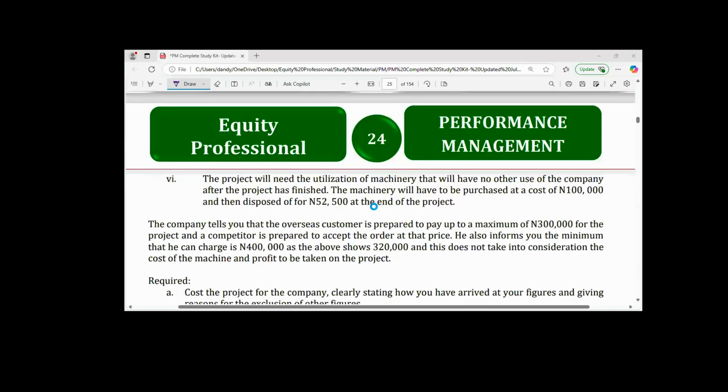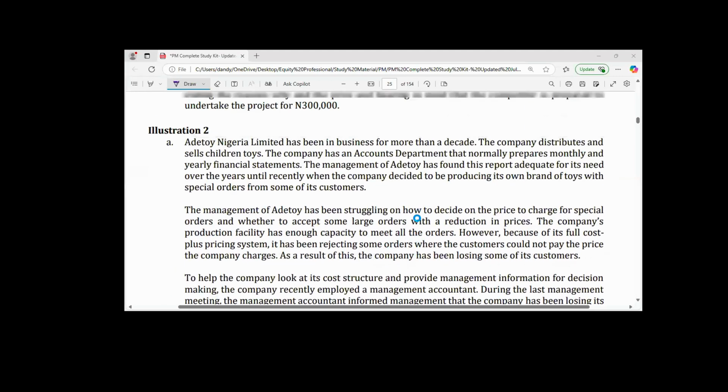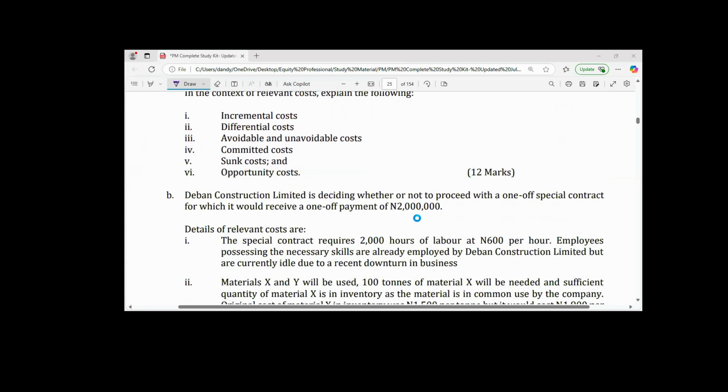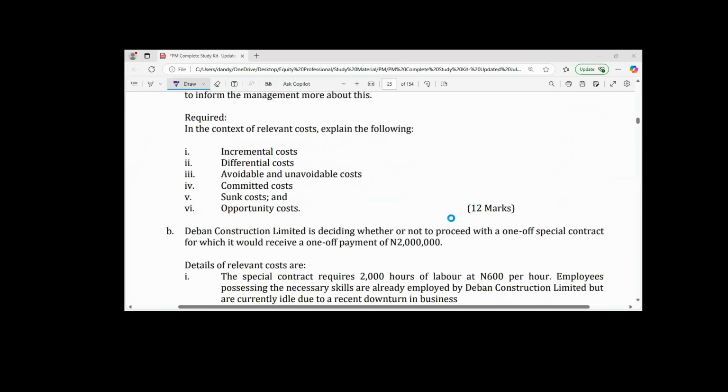So let's have another illustration. You can see in this illustration number 2, the examiner has painted a scenario, almost half a page. You're now asked to explain incremental cost, differential cost, avoidable, unavoidable, committed, sunk cost, and the opportunity cost. 12 marks, 2 marks for each of them. So it is not sufficient for you to just define incremental cost. You have to give an example.